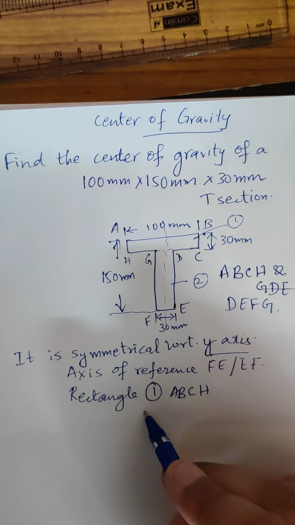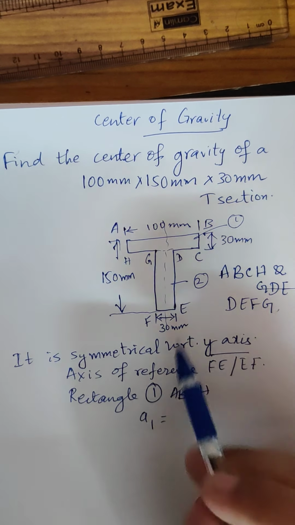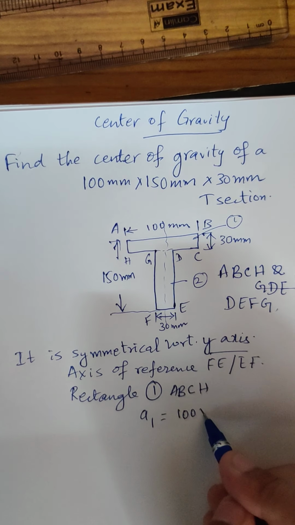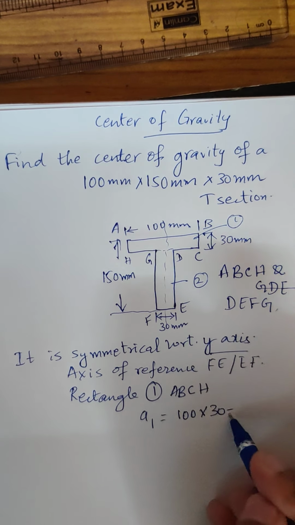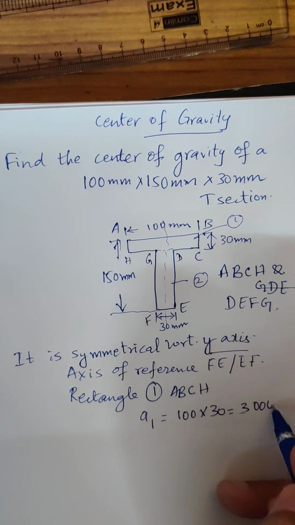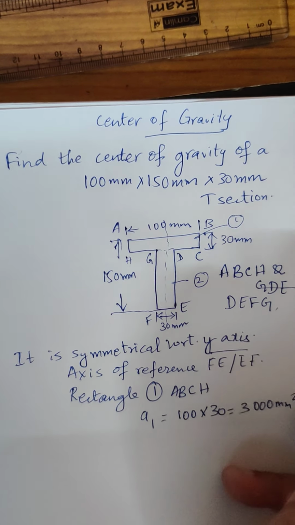So what is the area of that? Area will be A1, length into breadth. So 100 mm into 30 will be 3000 mm square.